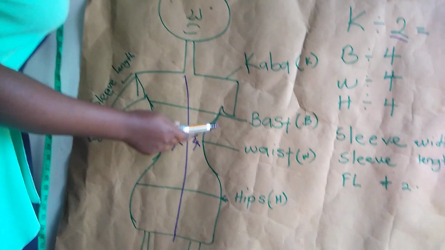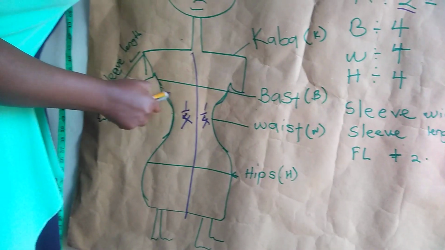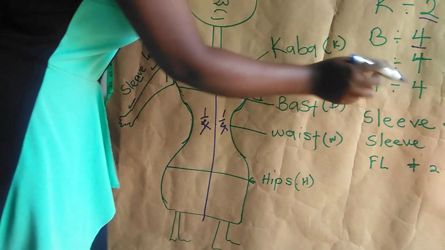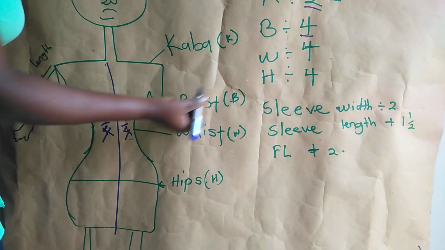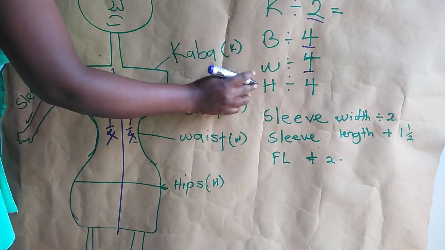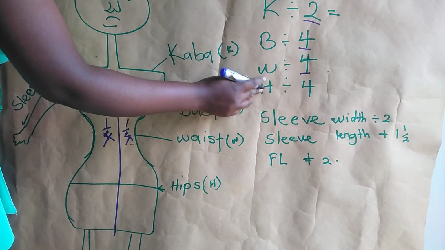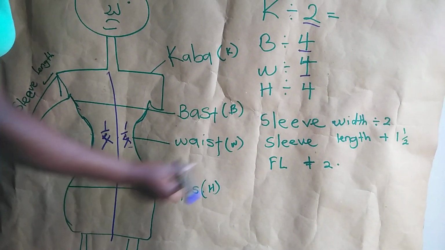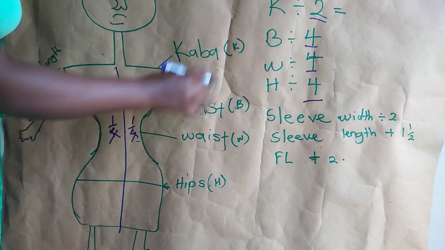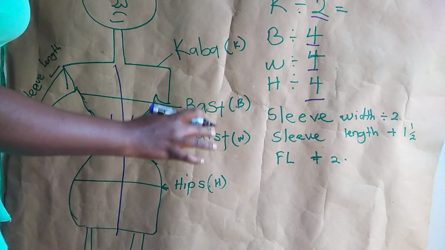The bust is divided into 4 quarters. That's why we divide it by 4. Now the waist is divided into 4 quarters; also, we divide the waist by 4. The hips is also in 4 parts. We divide it by 4. Have you got it? That's how we are going to be calculating.